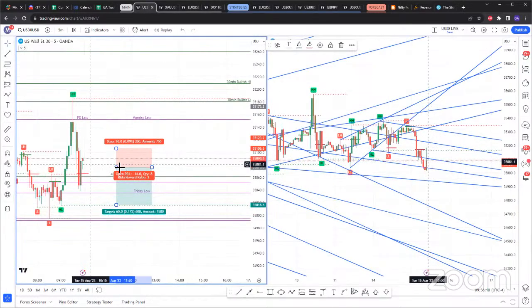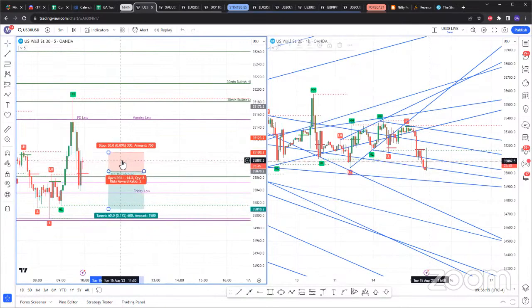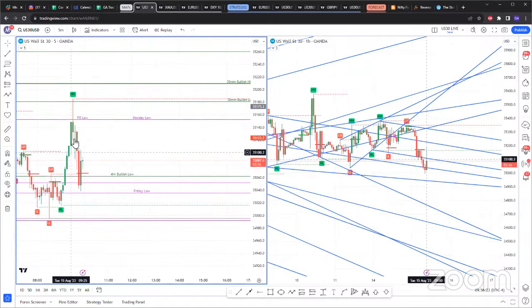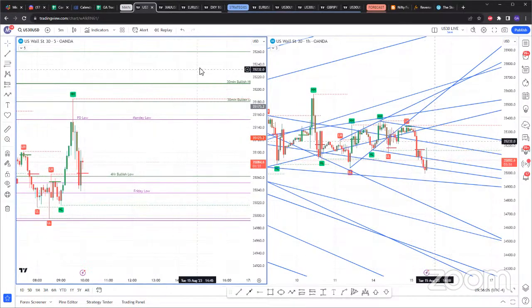All right, so you can see here, right? No entry on US 30 for that sell, for that 5-minute SAR sell. So right now there's nothing to enter for US 30, and we do have news in 4 minutes. So that's why I love waiting for that confirmation.